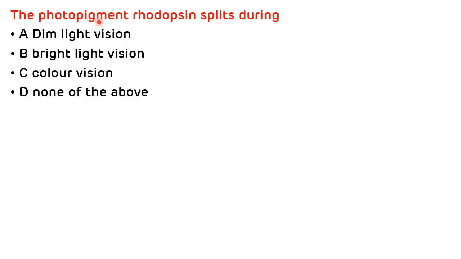Last question is, photopigment rhodopsin splits during dim light vision, bright light vision, color vision, and none of the above. So rhodopsin splits during dim light vision and it splits into the opsin and 11-cis retinal.